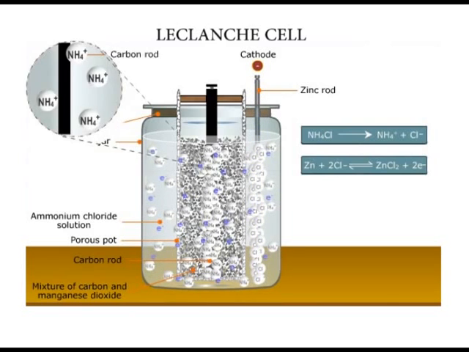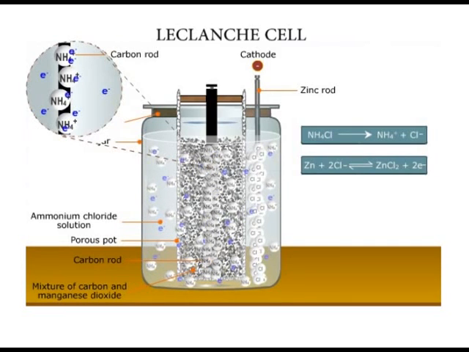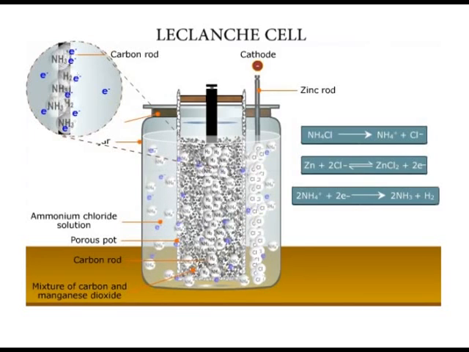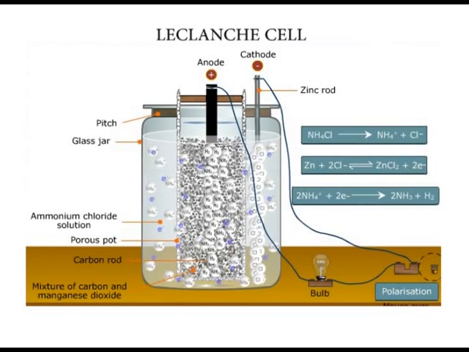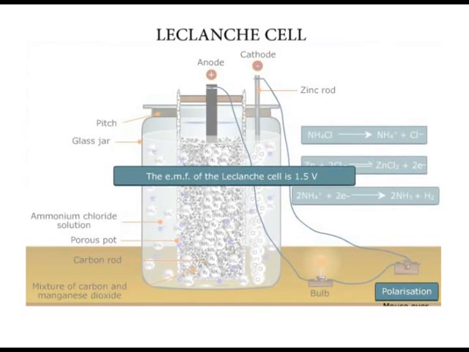On the other hand, ammonium ions move to the carbon rod. The free ions of carbon rod neutralize the ammonium ions, forming ammonia and hydrogen gas. Consequently, the carbon rod attains a positive charge due to deficiency of electrons. It therefore becomes the anode, the positive electrode. The hydrogen gas is oxidized by manganese 4 oxide to form water, and polarization is prevented. Now, if an external copper wire is connected to the electrodes, the electrons will move from the cathode to the anode, generating electricity. The EMF of the Leclanche cell is 1.5 volts.